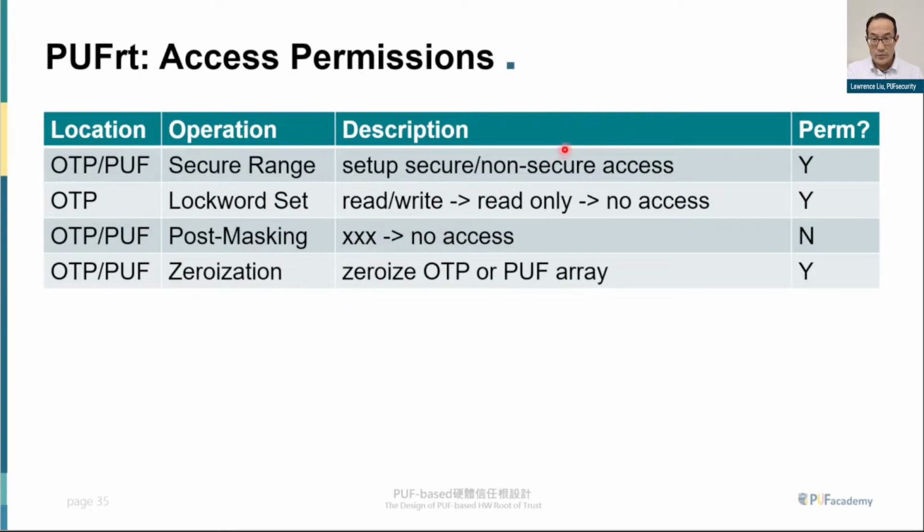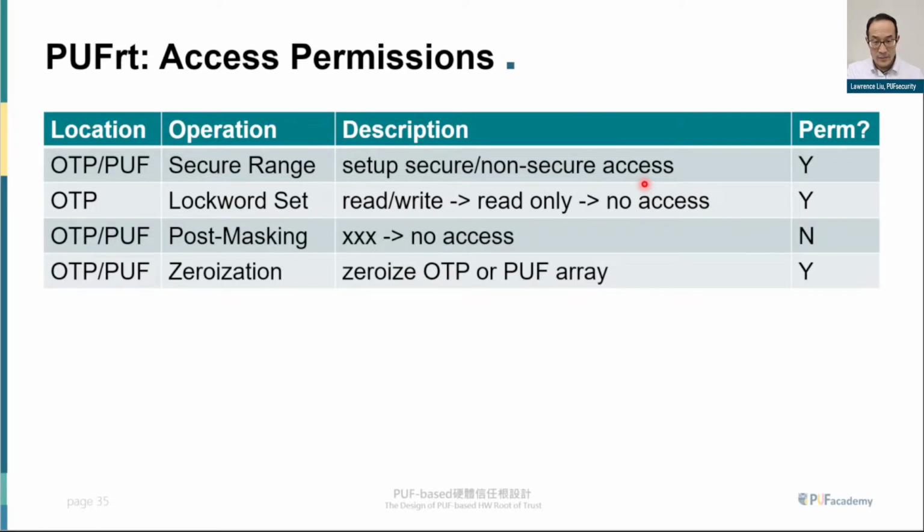This category of operations relates to access permissions. So the first operation is called secure range. This allows PUFrt to designate certain areas of the PUF and OTP array as secure or non-secure, so that only requests deemed secure by the system can access those secure areas of PUFrt, and non-secure requests are forbidden from accessing those same areas. The second operation is lock word, which allows the user to designate the access permissions of individual OTP locations, as small as 32-bit words, as read-write, read-only, or no access.